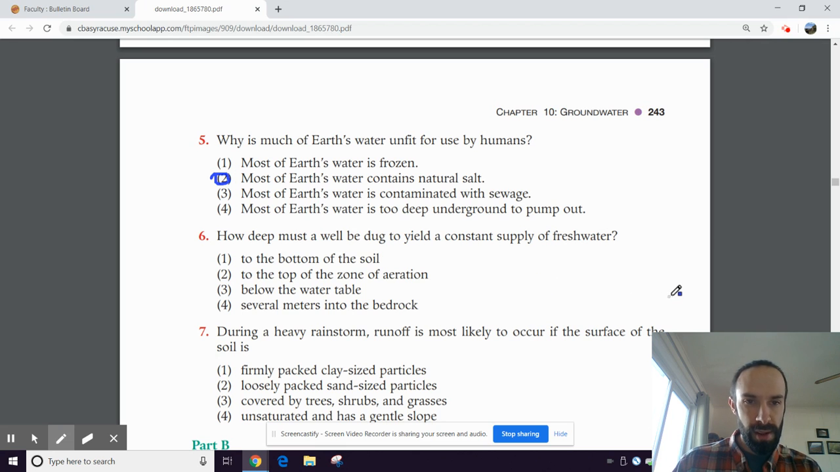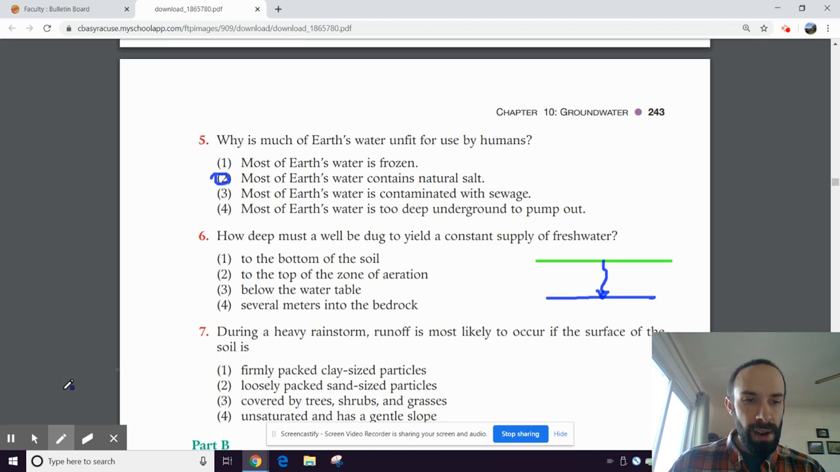Number 6. How deep must a well be dug to yield a constant supply of fresh water? Good idea to draw a picture here. So here's the surface, and we have water below the ground. This is the water table. Let me erase this. Okay, make the surface green. Water is going down into the ground, and as it goes down, it fills up this area underneath, the saturated zone. This is the unsaturated zone.